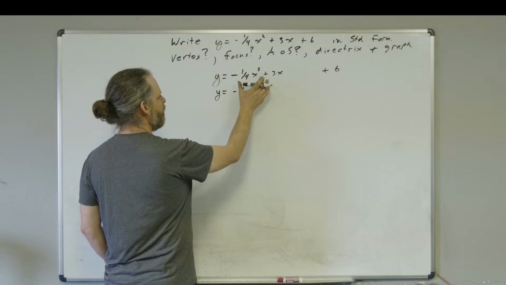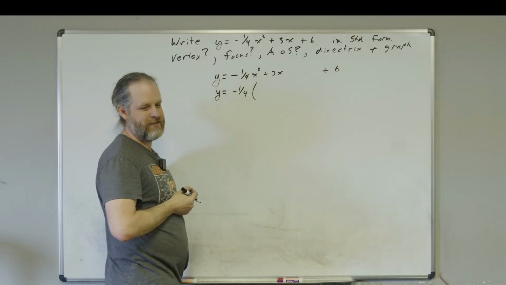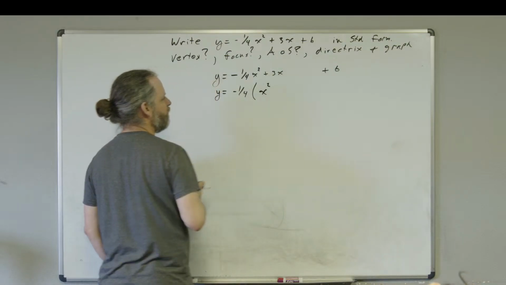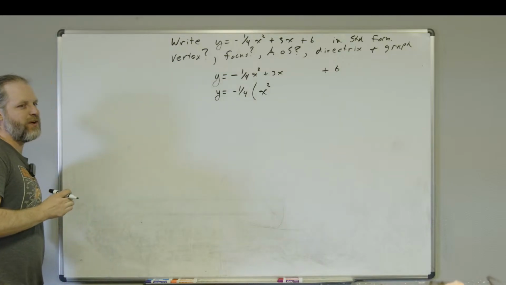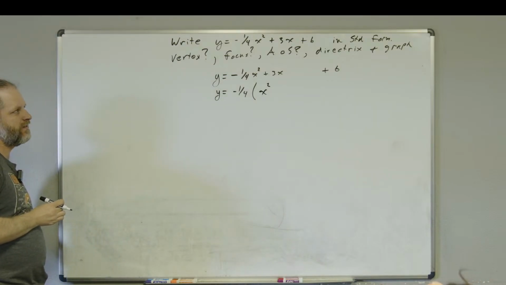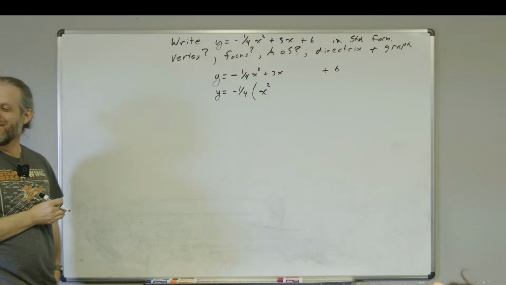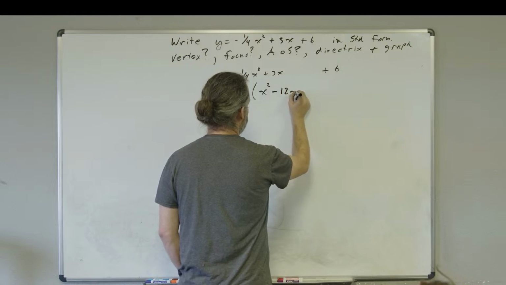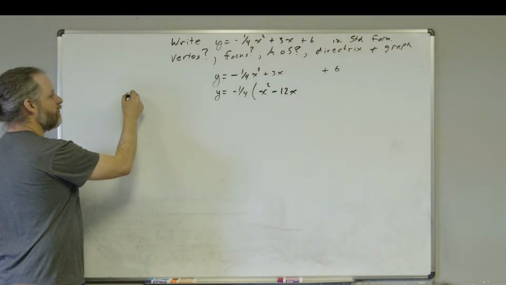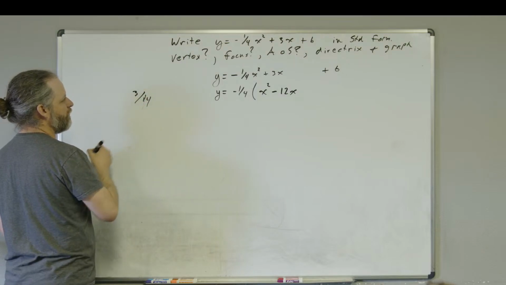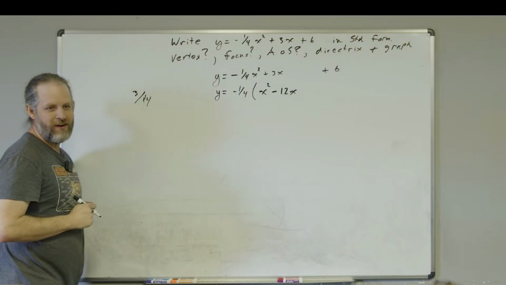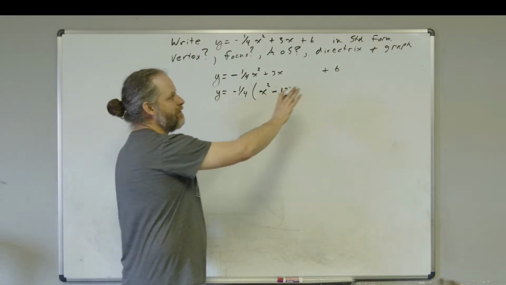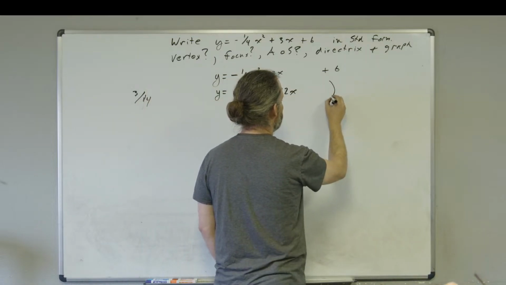When I factor a negative 1/4 out of the first term, what do we have left? X squared. Now it's a little trickier. When I factor a negative 1/4 out of the second one, what do I have left? Negative 12, because you're dividing 3 by 1/4. How do we divide fractions? Flip and multiply. 3 times 4 over 1 is 12. That one, we don't do that with the 6. That one is going to hang out outside the parentheses.